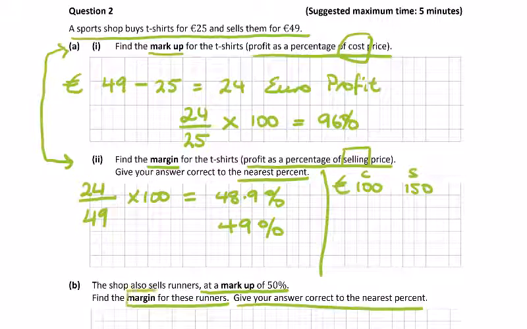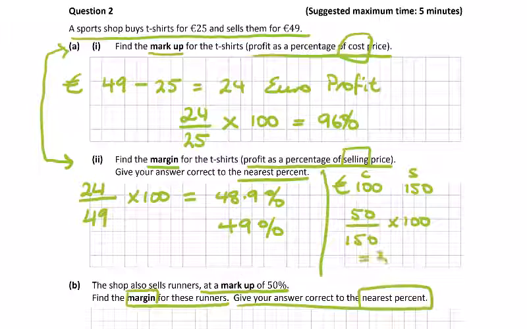So now we're looking for part 2, the margin part, which is profit, which is 50 in this case, as a percentage of selling price, which is 150 times 100, which we're asked to the nearest percent. This is a third, this is 33 and a third percent, which is equal to 33%.